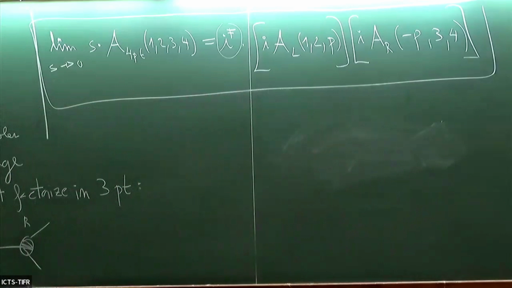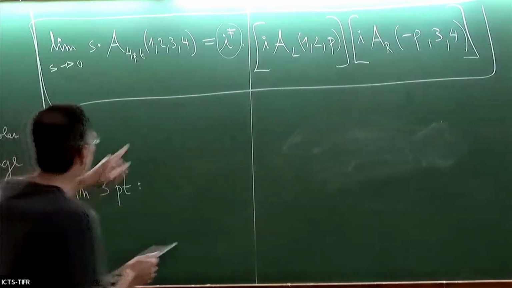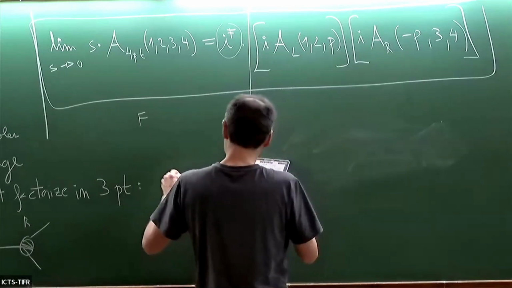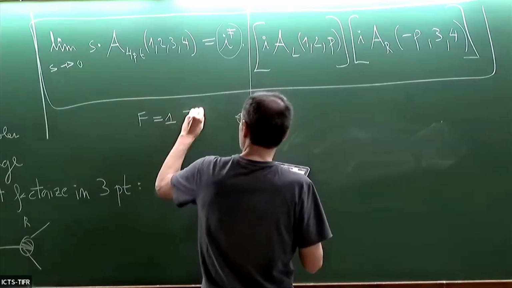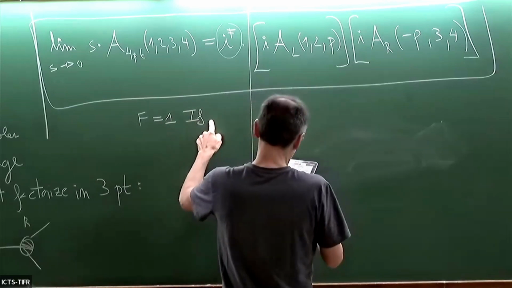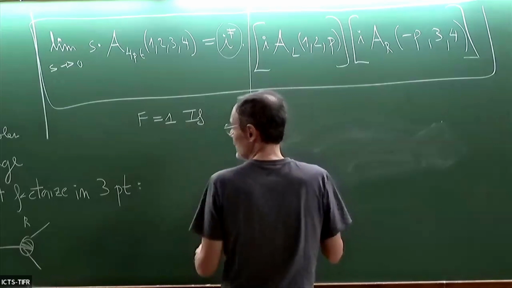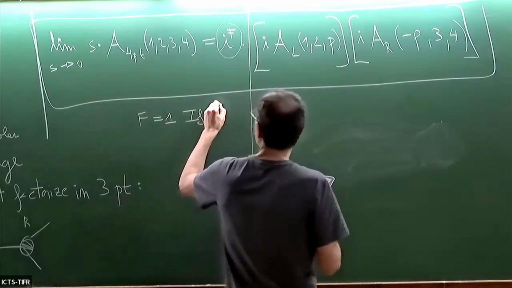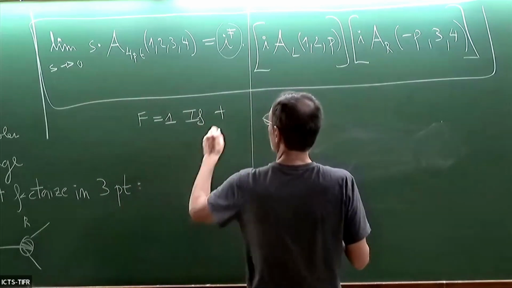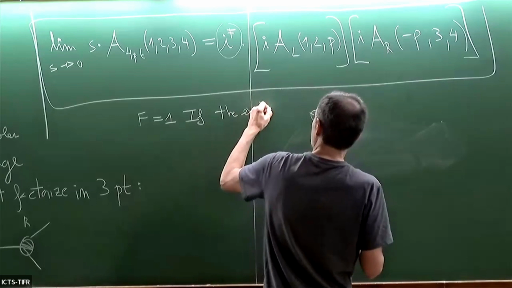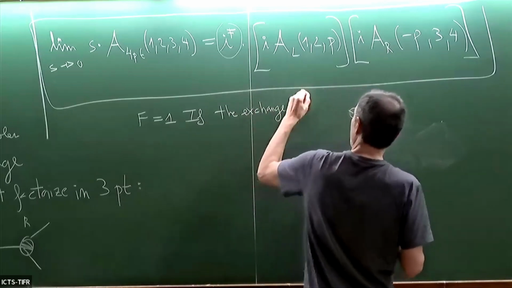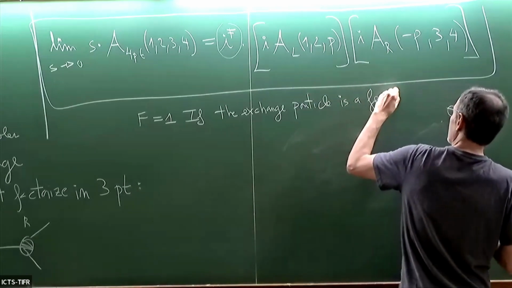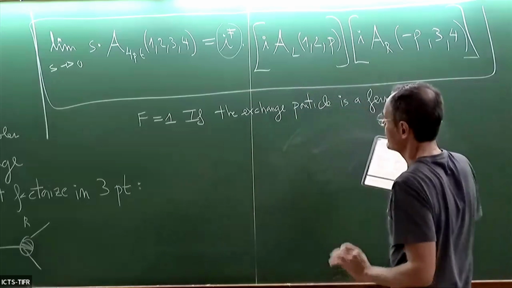I'll put an example and show you, but first I didn't define F. F is equal to 1 if the exchange particle is a fermion. Let me write it. I will not put much emphasis on the I's, but exactly when you want to calculate it, you have to be precise with the signs, I's, and all these things.